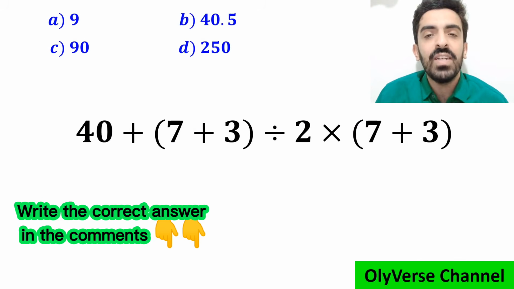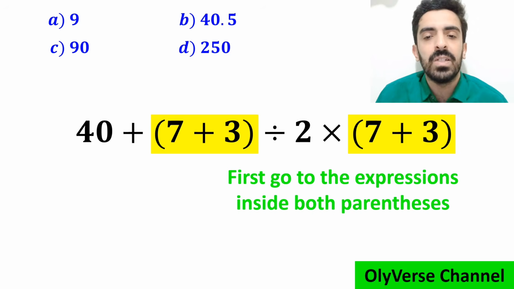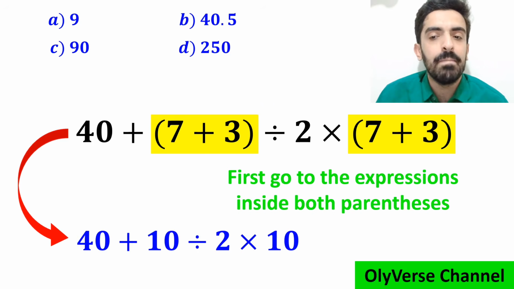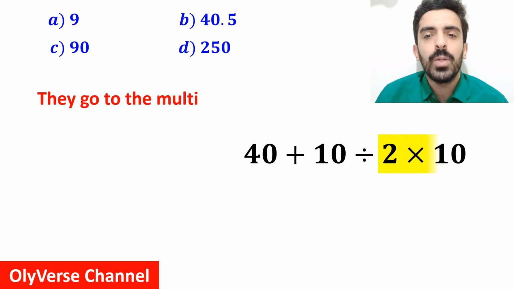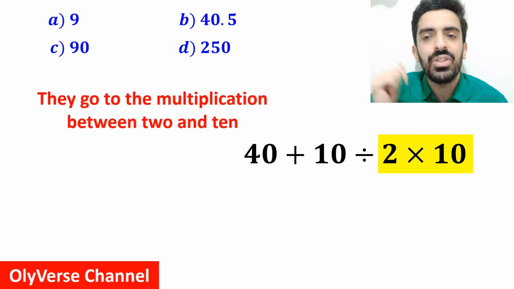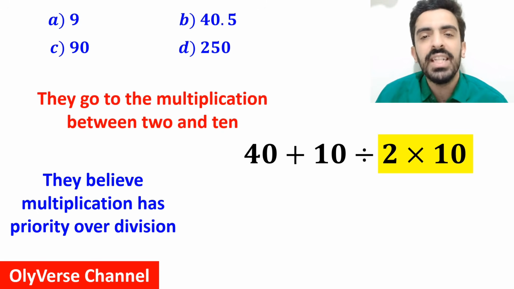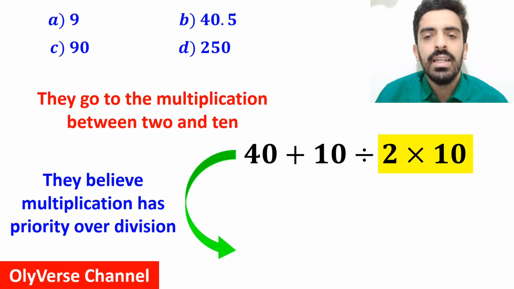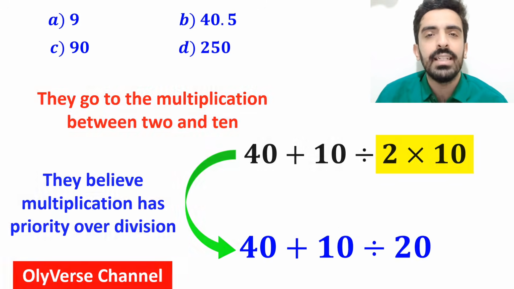Also, some other people, when solving this question, first go to the expressions inside both parentheses and simplify to 40 + 10 ÷ 2 × 10. In the next step, they go to the multiplication between 2 and 10 because they believe multiplication has priority over division. So, they simplify this expression to 40 + 10 ÷ 20.